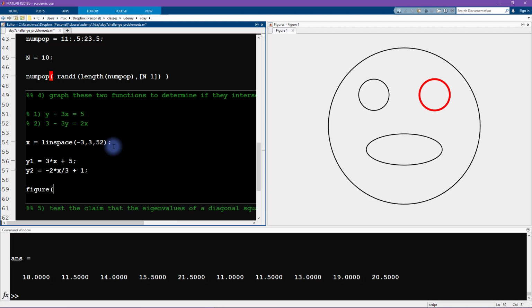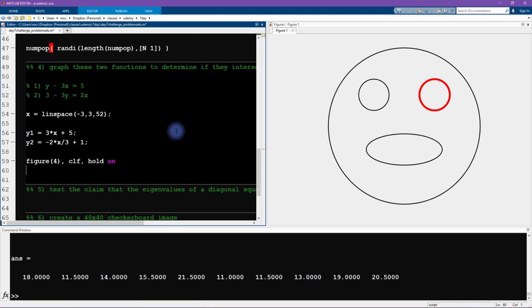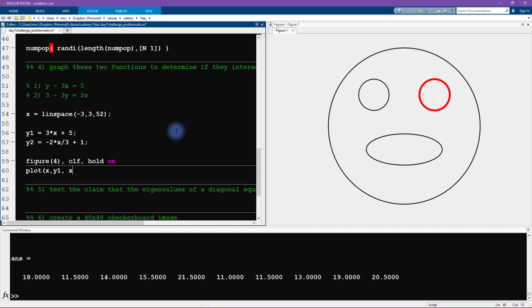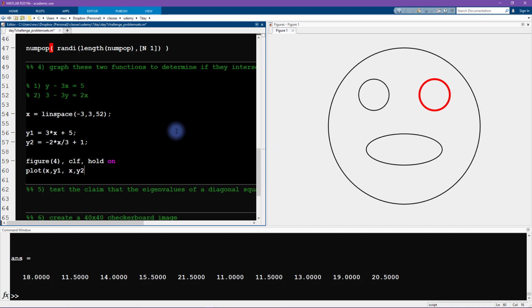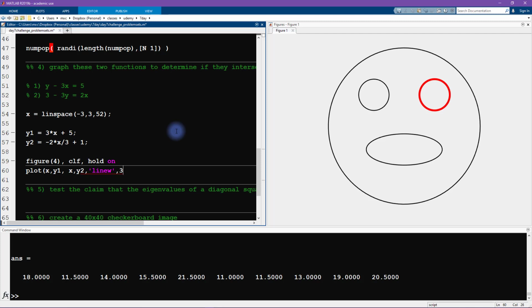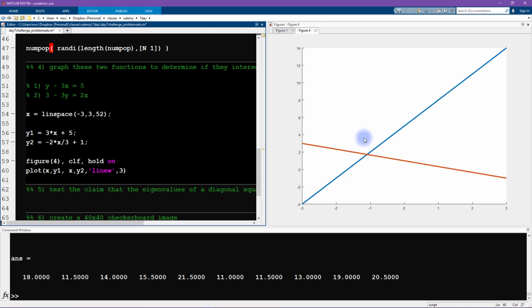So let's see, I'll put this in figure 4. And we want to plot x by y1 and x by y2. And let's make these lines nice and thick. So there you go. That's looking pretty good. Now, first of all, you can already see that the 2 lines intersect. That means that there is a solution to this system of equations. And that solution is approximately x equals -1 and y equals 1.7.